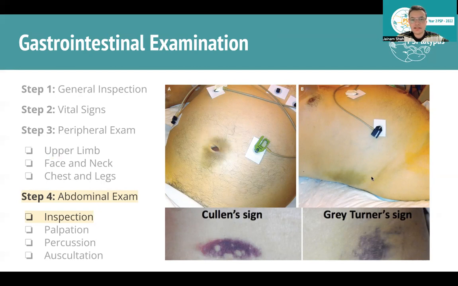And then Gray-Turner's sign is more on the side. So the way that I remember this very easily is if you think about Gray-Turner, you have to turn the patient onto their side to be able to see this hemorrhage. Whereas in a Cullen sign, if you think about the C in Cullen's, you got like two C's together that gives you kind of the space, which is the umbilicus. So that's the way I remembered it. But if there's another way that you'd like to remember, that's totally fine.